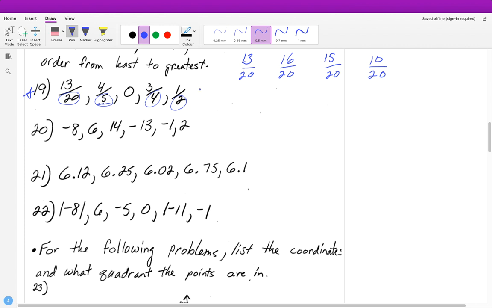All right, so we know 0 is our smallest number, so we'll start with 0. And then we look, well, 10 over 20 is our next smallest number, and that was 1/2, so I can then write 1/2. Our next one is then going to be 13 over 20. Our next one is 15 over 20, which was 3 over 4. And then our last one was 16 over 20, which was 4 over 5.